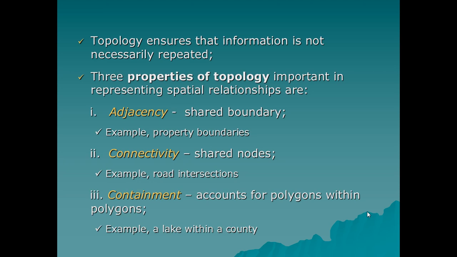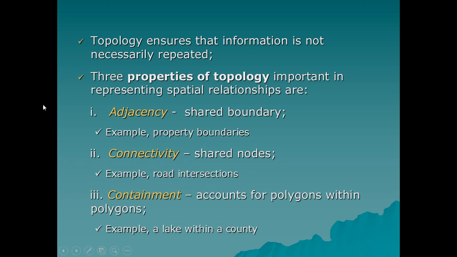Topology ensures that information is not necessarily repeated. We can look at adjacency to explain that. All right, so what we are looking at here are the properties of topology. It's very important for you to know these properties. For each of these properties, when you look at the description and then we look at some visuals, we will see how in those arrangements we are avoiding the unnecessary repetition of features.